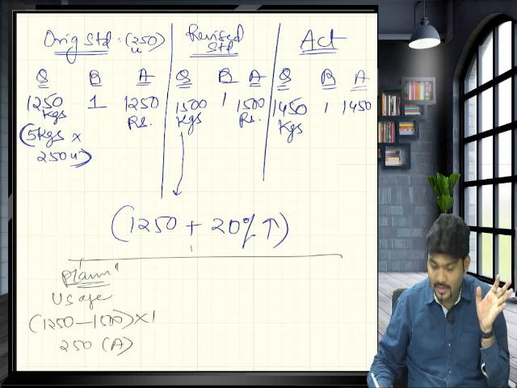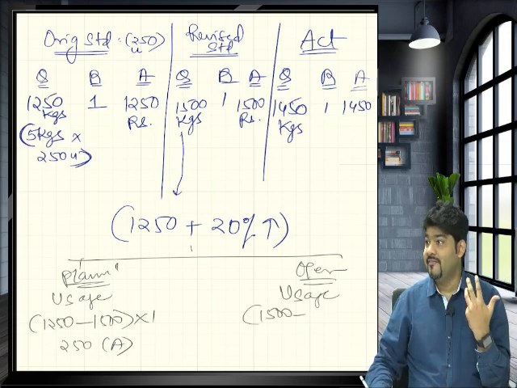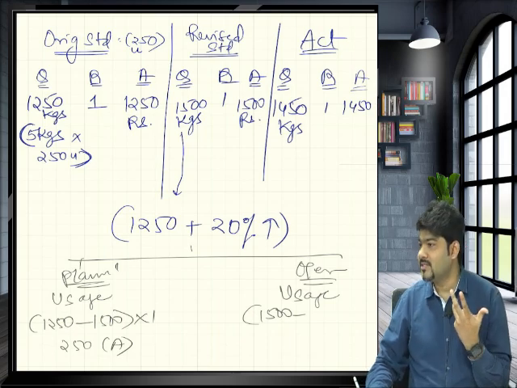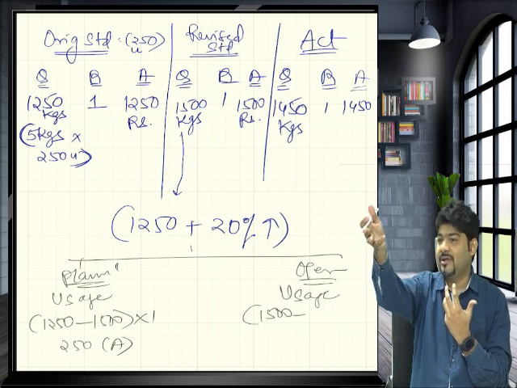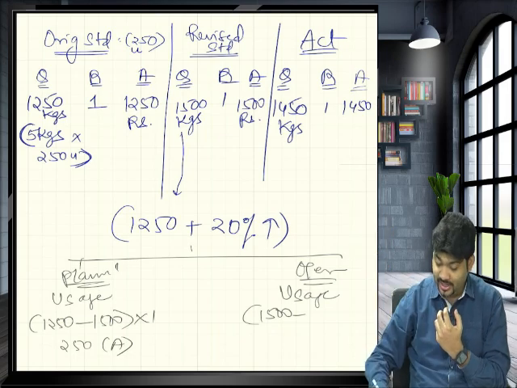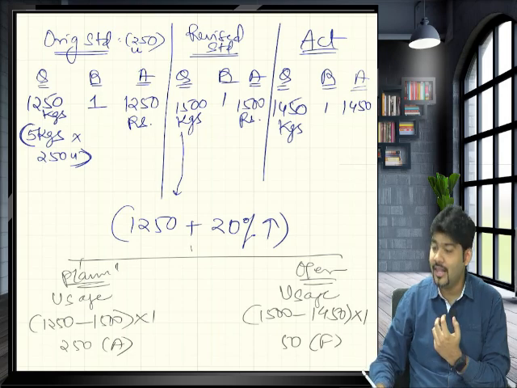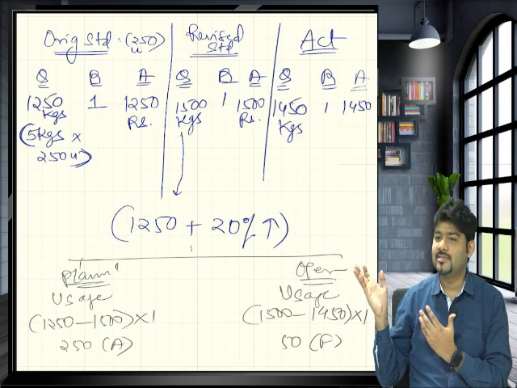Are we clear? And for operational variance, again, will we have rate variance? No, but we will have the usage variance. How much? Sir, even after having unskilled laborers, they should have ideally consumed 1500, but I trained them so well that they consumed only 1450. Sir, 50 rupees favorable. Or give me bonus. Are we understanding?